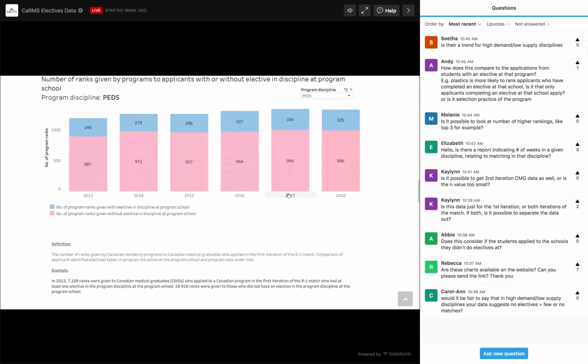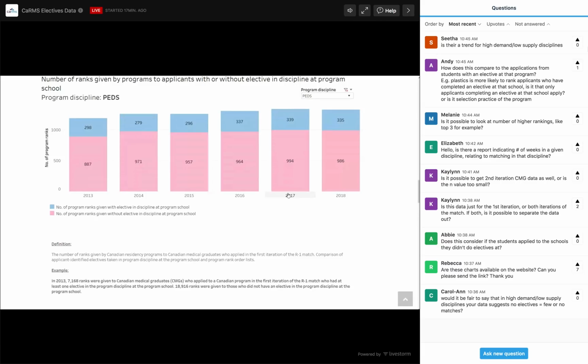And Kaylin has a quick follow-up from her initial question. Is it possible to get second iteration CMG data as well, or is the n value too small? That's a great question, Kaylin. We'll have a look at that, and really appreciate you flagging the question about the numbers of people we would report on. Our practice is anything with 5 or fewer, we simply do not report, because there's a risk of being identifiable, so we steer clear of that. But we'll follow up on the second iteration piece, Kaylin. So thanks for that question.